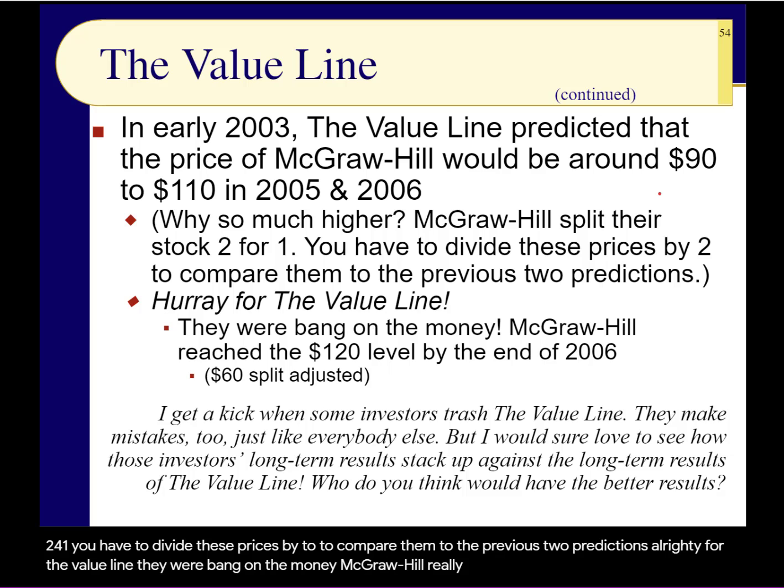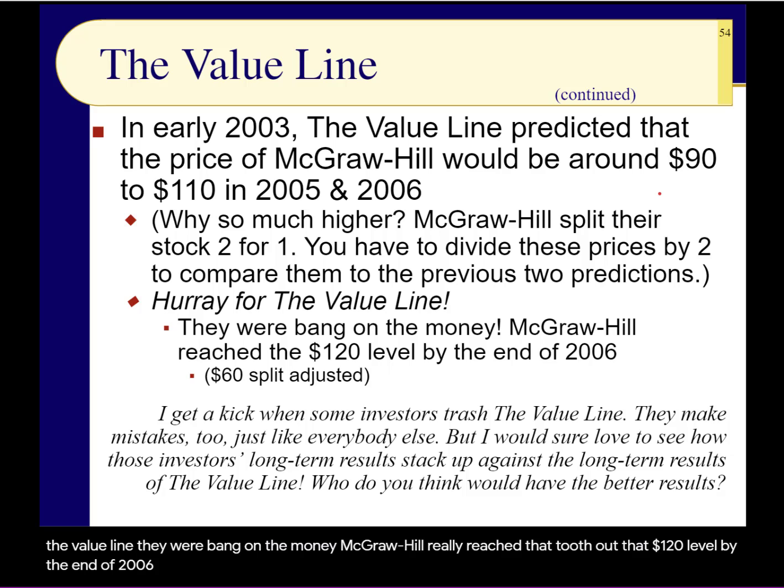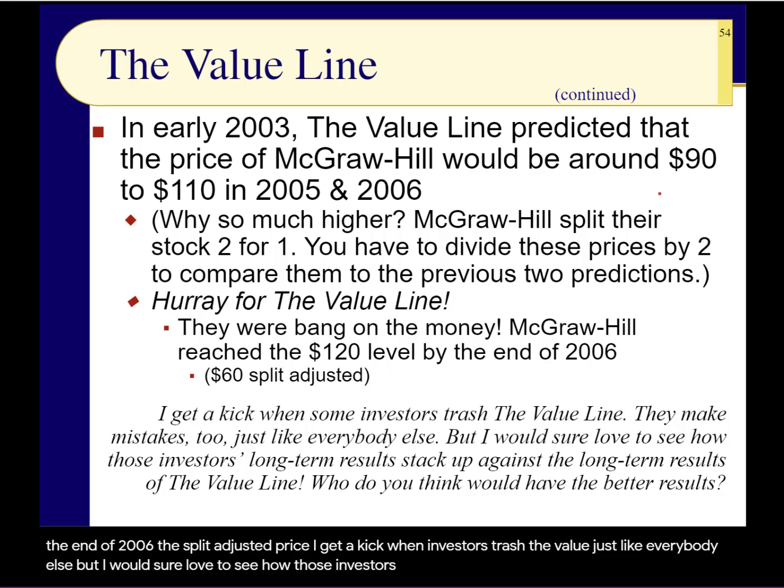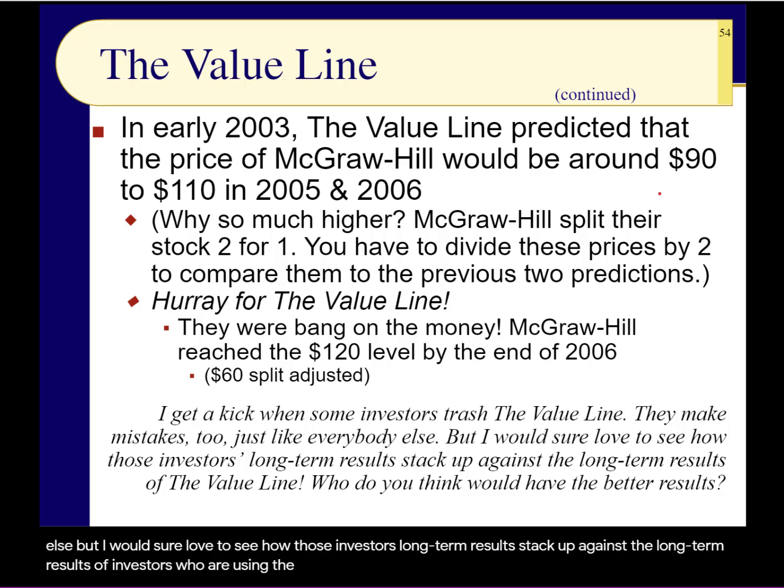McGraw-Hill really reached that $120 level by the end of 2006, the split adjusted price. I get a kick when investors trash the Value Line. They make mistakes too, just like everybody else. But I would sure love to see how those investors' long-term results stack up against the long-term results of investors who are using the Value Line. Who do you think would have the better results?